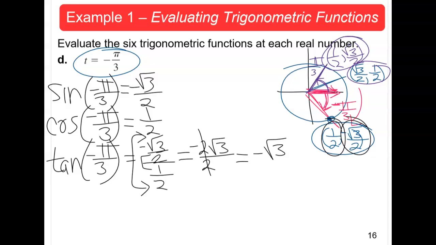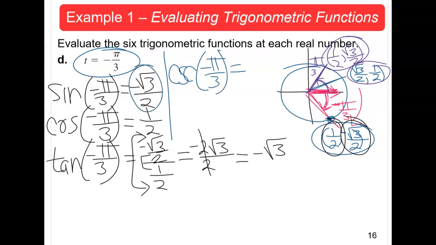Okay, cosecant is the reciprocal of sine. And so that will be the reciprocal of that number, which will be -2 over the square root of 3. If we multiply by the square root of 3, top and bottom, to rationalize the denominator, we will obtain negative 2 square root of 3 over 3.